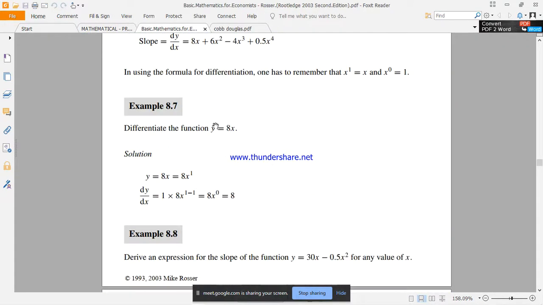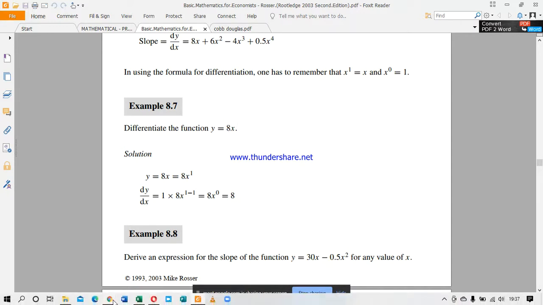We cannot look at that because it's simple, because it's just 8. The answer is 8.